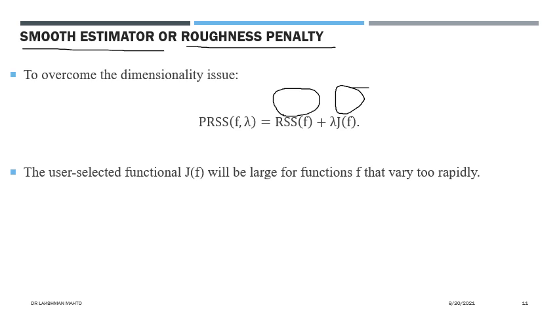The user selected functional, J of f, will be large for functions that vary rapidly, too much in a small region, and then the roughness would be very large. So we have to see how to truncate those things. Here it is talking about a measure of roughness of f, but f we have taken in parametric form, the linear representation omega transpose phi of x, or phi transpose omega, both are the same.